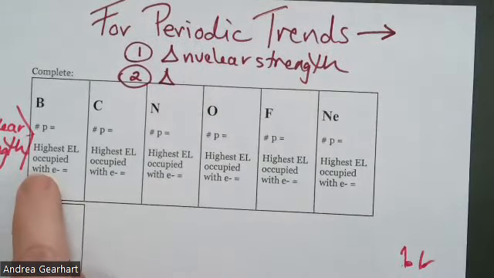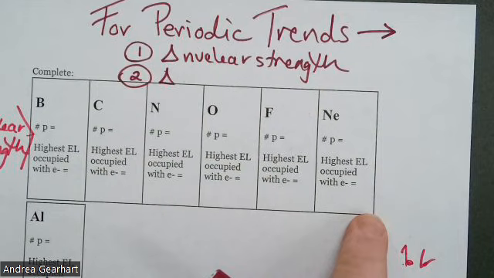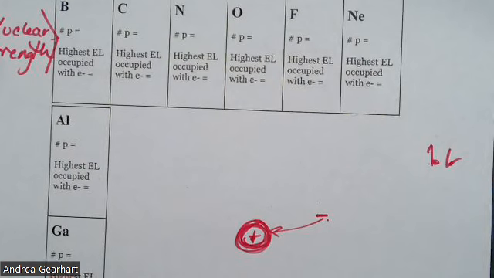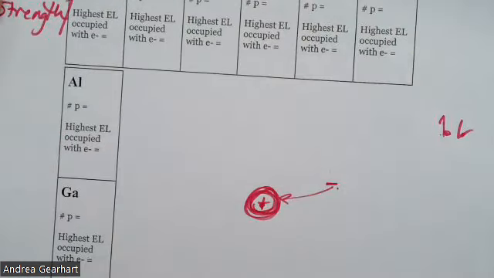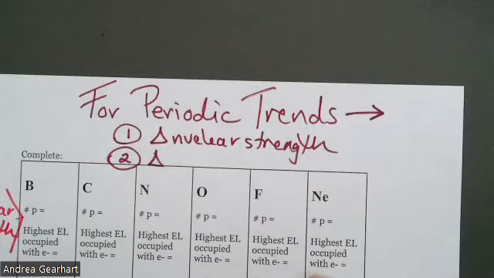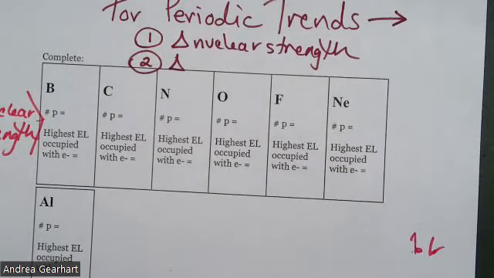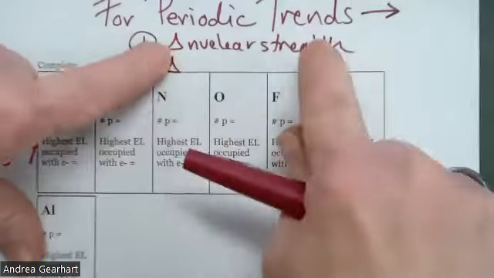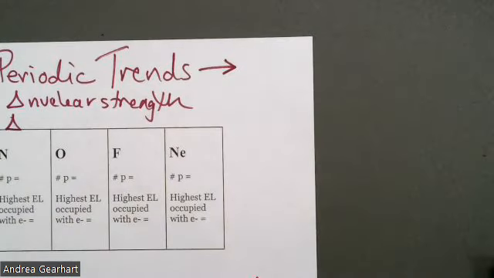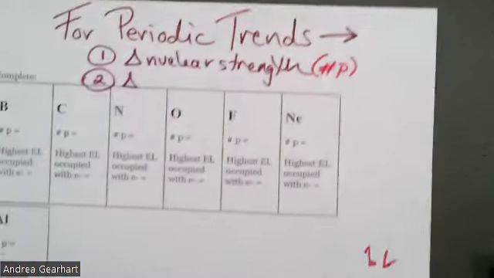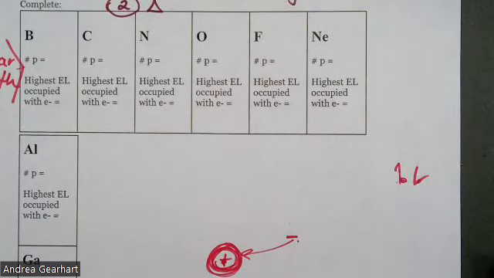So, what is that other thing? Because it's not just about the nucleus. You're right. That's nuclear strength, right? The number of protons. The energy levels of the electrons. Yes. Change in energy level.